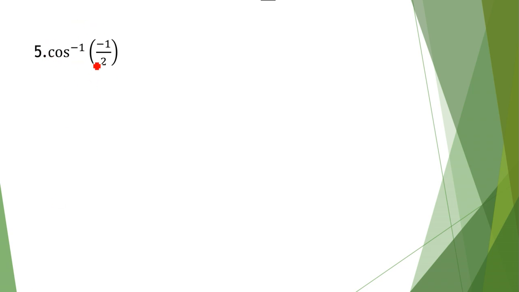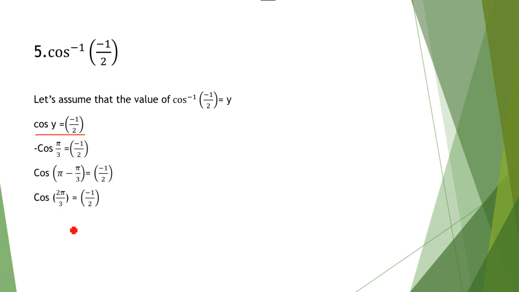Next is cos inverse of minus 1 by root 2. We do have a negative over here. So let's assume cos inverse of minus 1 by 2 is equal to y, and then we can change it to cos y is equal to minus 1 by 2. As seen earlier, we do have a minus over here. So if you put a minus in front, we can substitute the value of minus cos pi by 3 is equal to minus 1 by 2.